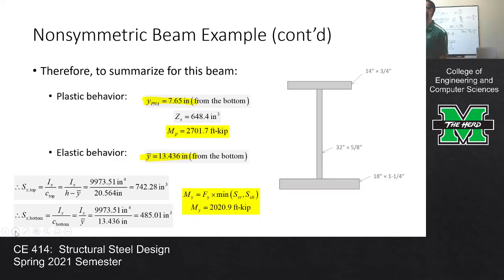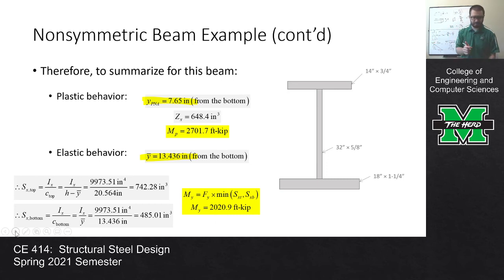So you can see that, if we summarize everything for the beam, we've got our plastic behavior. We got the plastic moment of like 2,700 foot kips compared to a yield moment of about 2,000 foot kips. Again, the plastic moment is always higher, just as the same thing with the Z value. We have a Z value of 648. We have two different S values, but what really matters is the minimum. So the Z of 648 compared to the minimum S of like 485. Again, Z is always bigger than that S value, just as MP is always bigger than that MY.